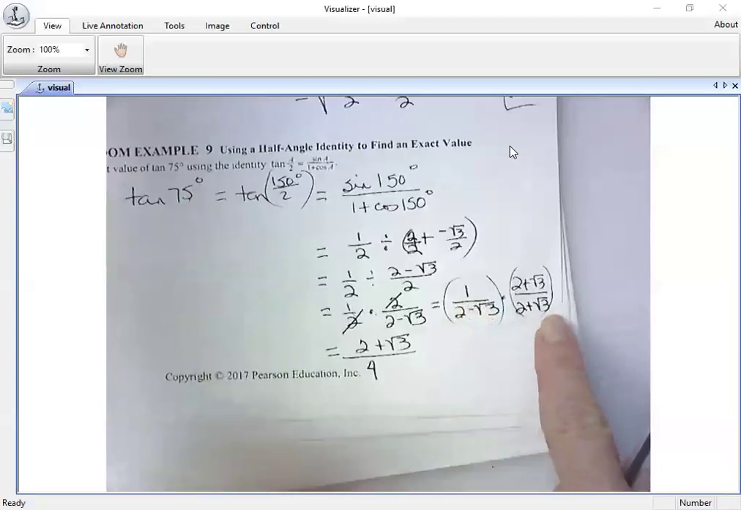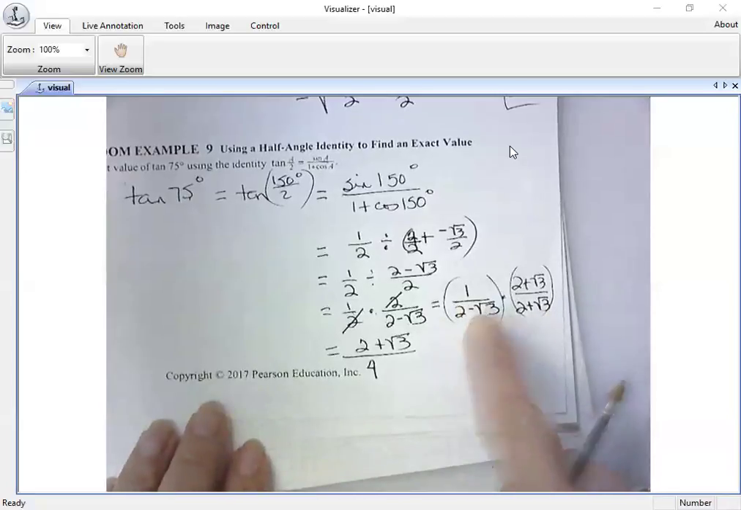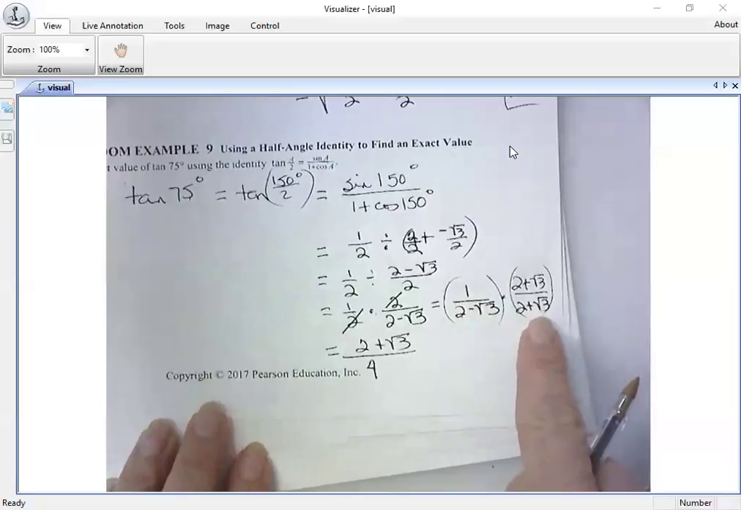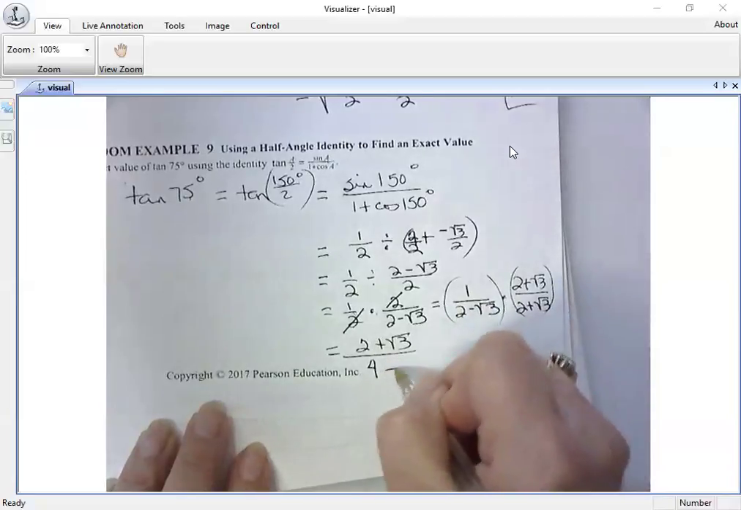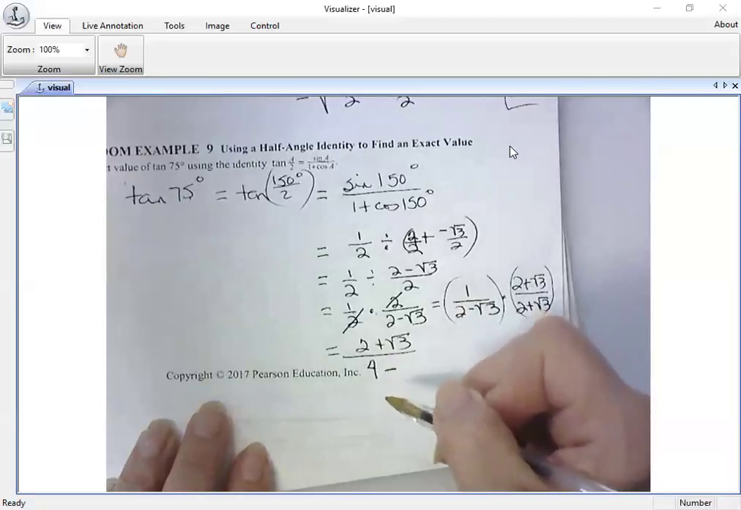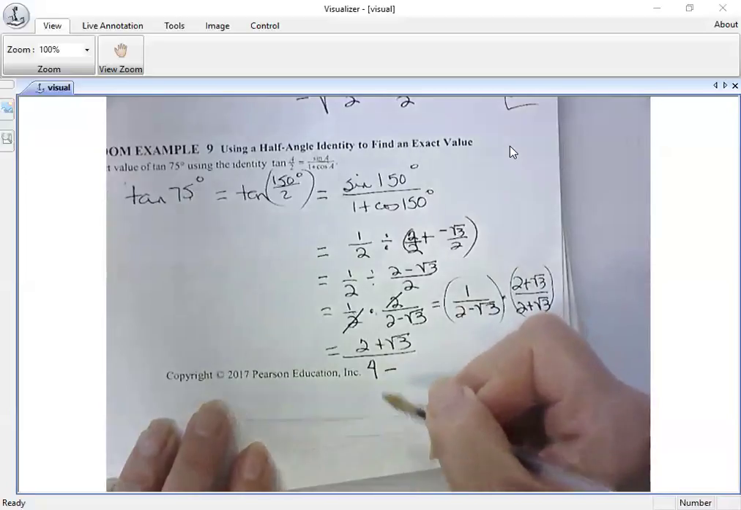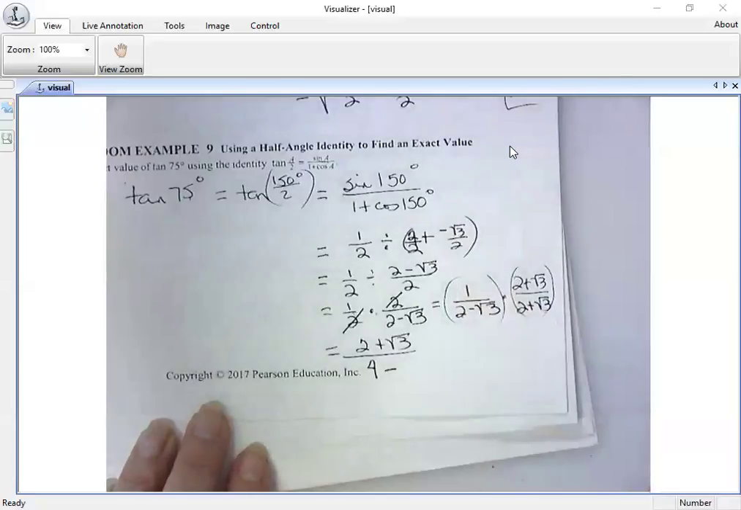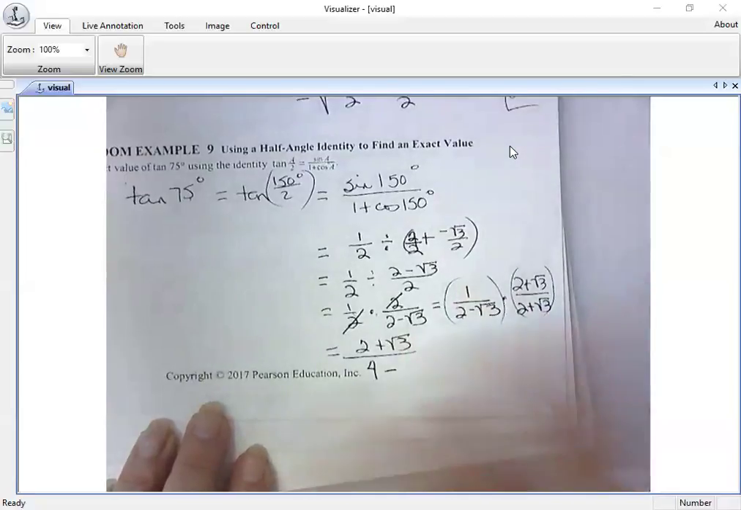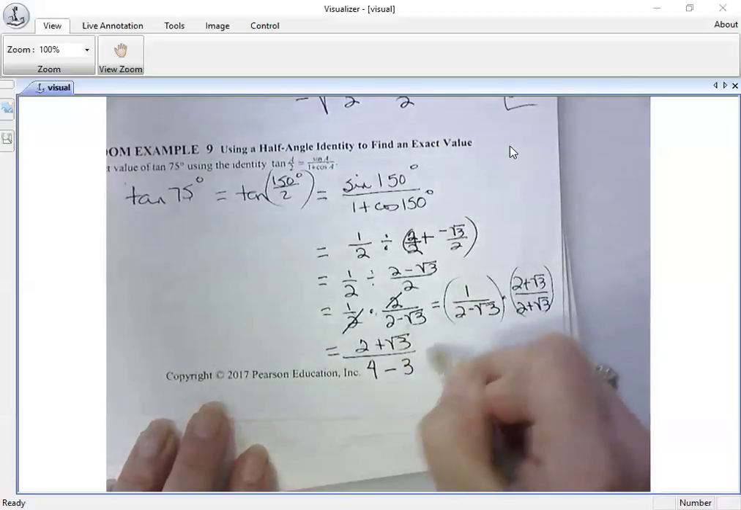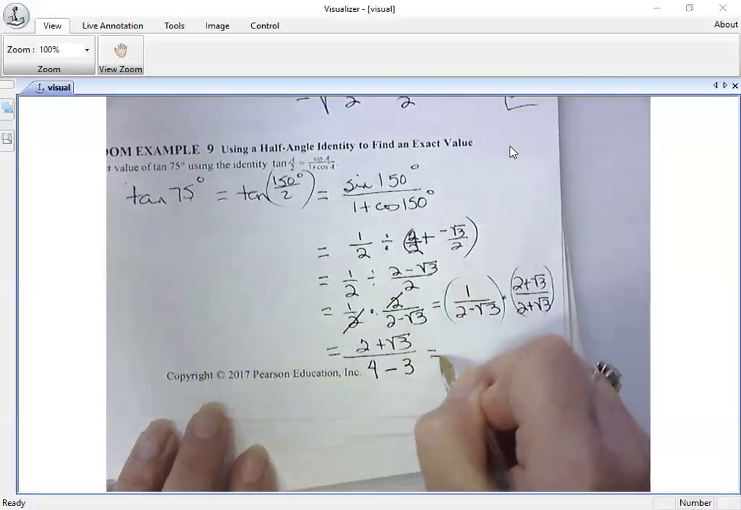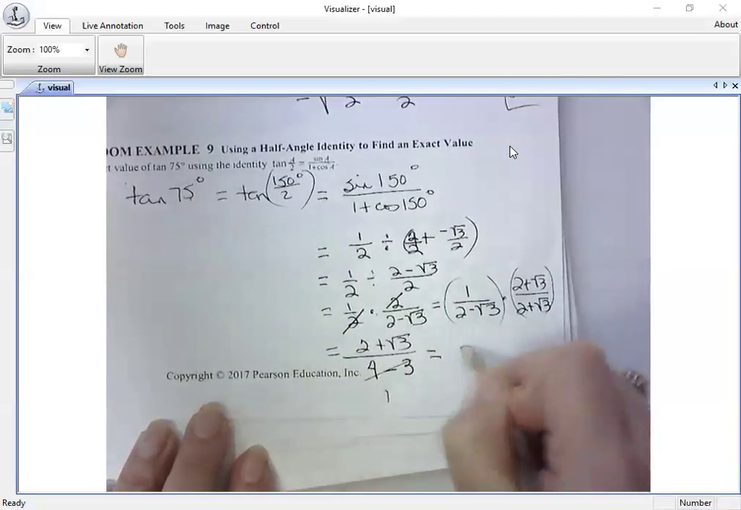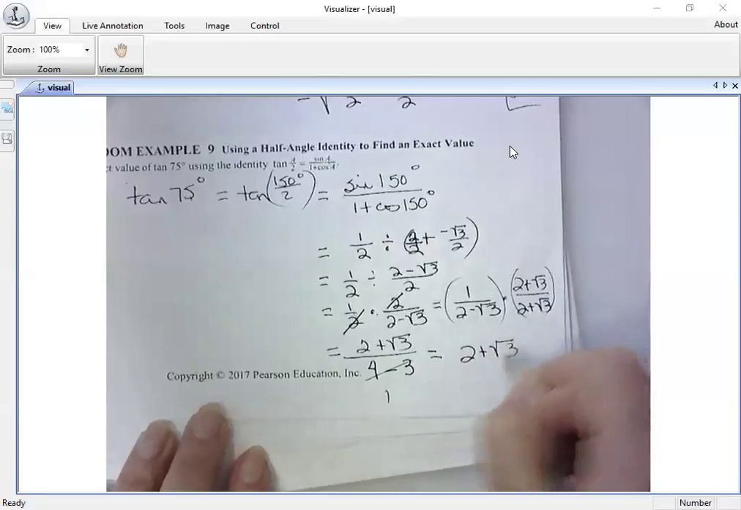What do I get? What's a negative square root of 3 times a positive square root of 3? Negative times positive gives me a negative. And what's the square root of 3 times square root of 3? It's 3. You can think of it as square root of 9 if you want, but square root of 9 simplifies and becomes 3. And 4 minus 3 is what? 1. So this whole thing ends up being 2 plus the square root of 3.